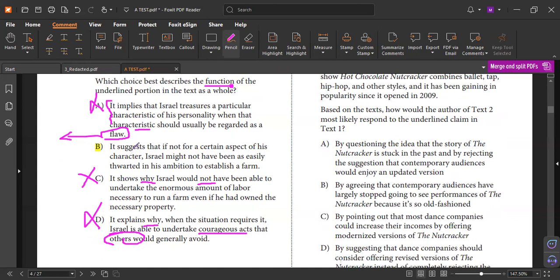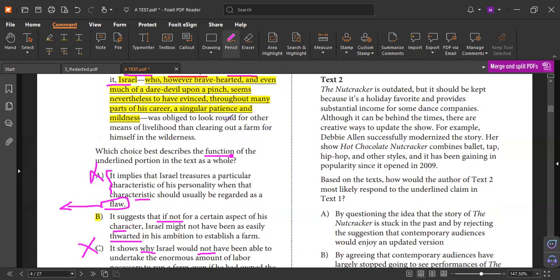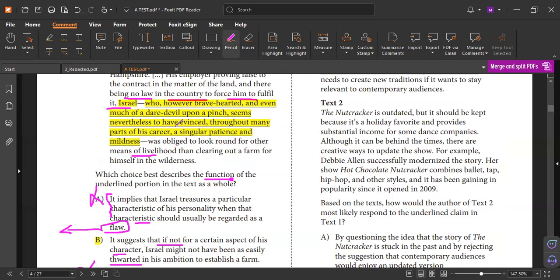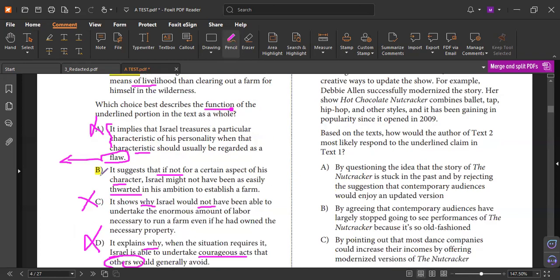Now again, it suggests that if not for a certain aspect of his character, Israel might not have been as easily thwarted. What does thwarted mean? He is not prevented. He is not sad enough to stop searching for a way to achieve his ambitions. He never stopped. He was obliged to look around for other means of livelihood. He always convinced himself to look for many ways. That means letter B is supported. Just a second.